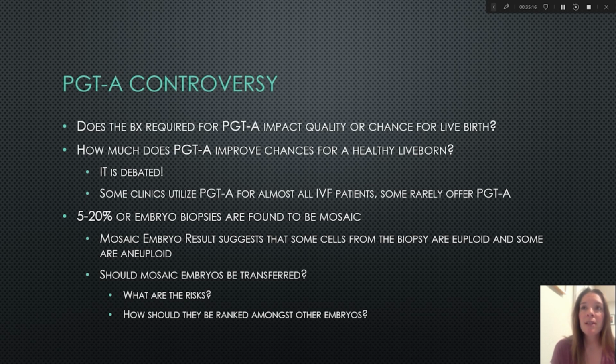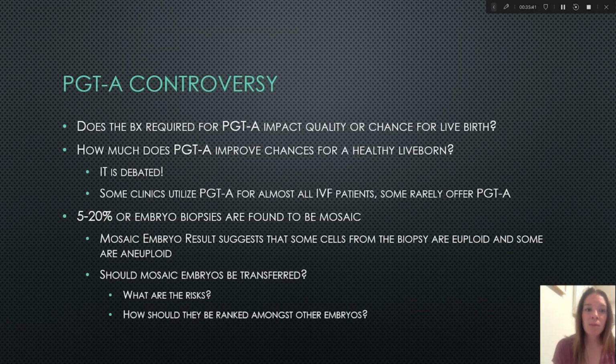Though what we're seeing is that embryos that are low mosaic, or have a smaller portion of abnormal cells compared to normal cells, do have a pretty good chance of resulting in ongoing pregnancies, and that the risk for an adverse outcome is probably pretty low. But there's still a lot to learn. For that reason, many clinics are not willing to transfer mosaic embryos, and some clinics don't even disclose mosaic results to their patients.